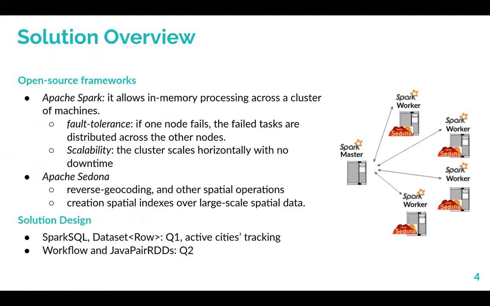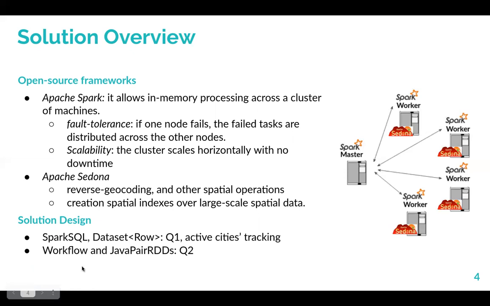My solution is based on open source frameworks, namely Apache Spark and Apache Sedona. Apache Spark allows in-memory processing across a cluster of machines, as you notice here. It's fault tolerant: if one node fails, the failed tasks are distributed across the other nodes. And it's also highly scalable. We can add workers with no downtime. Apache Sedona implements spatial operations, namely reverse geocoding and spatial join, and it also allows creating spatial indexes over large-scale spatial data.